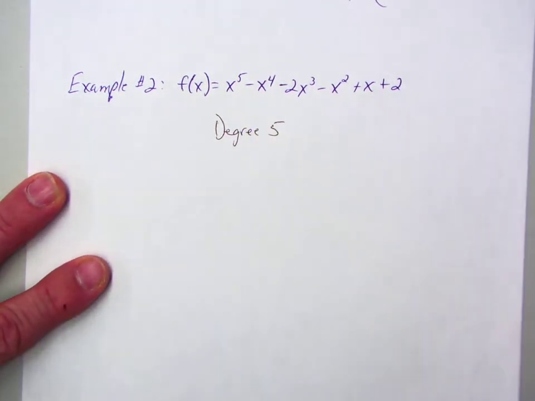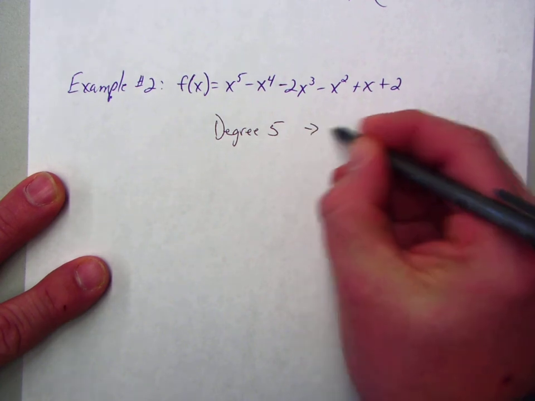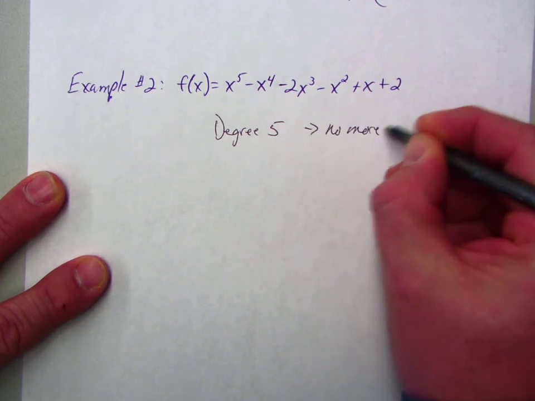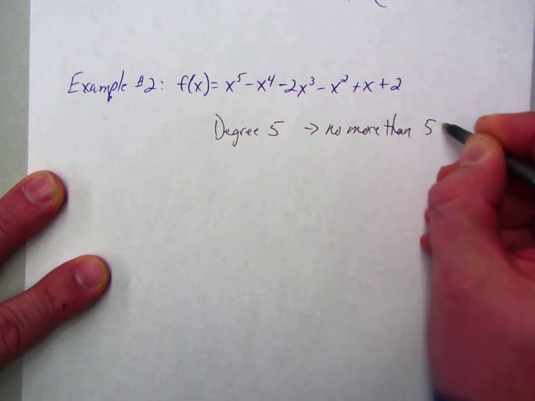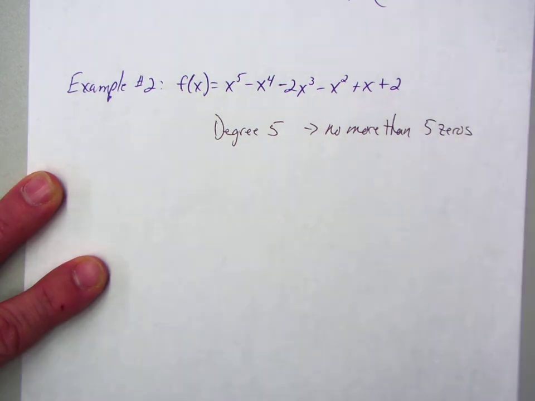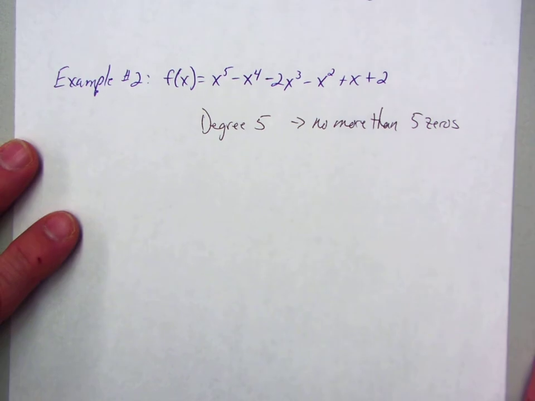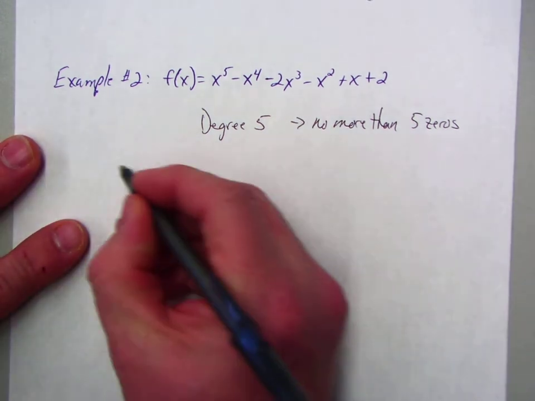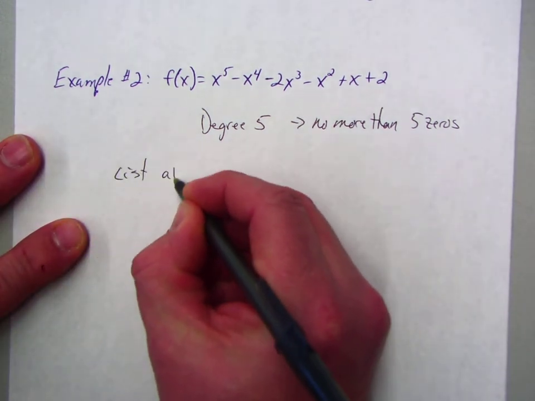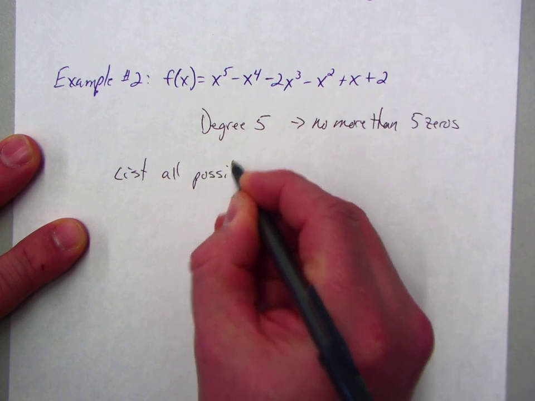So that means I can have no more than 5 zeros, whether rational or irrational or imaginary. I cannot have more than 5. All right, so what we're going to do is list all possible ones first.